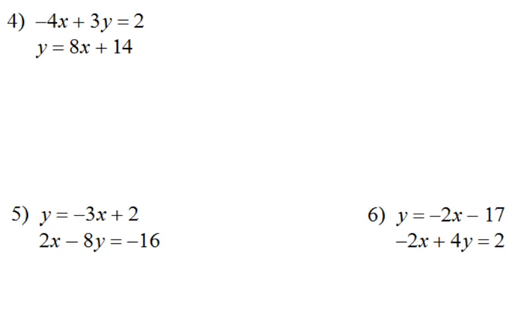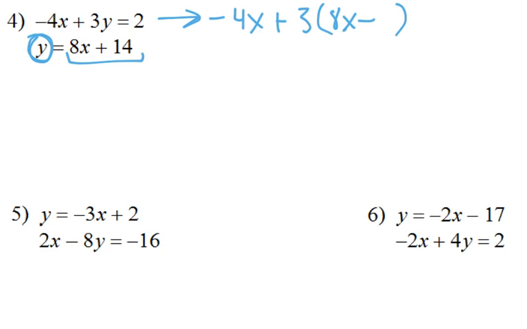Okay? And we just keep doing that same thing. So looking at 4, I've got y equals 8x plus 14. That's a connection. Now in the second equation, I'm going to say, you know what? Instead of y, I'm going to replace that. I'm going to substitute in 8x plus 14. Okay, same equation, negative 4x, negative 4x. 3 times y, 3 times y, except y, because they told us y was equal to 8x plus 14, I replaced it, equals 2, equals 2.